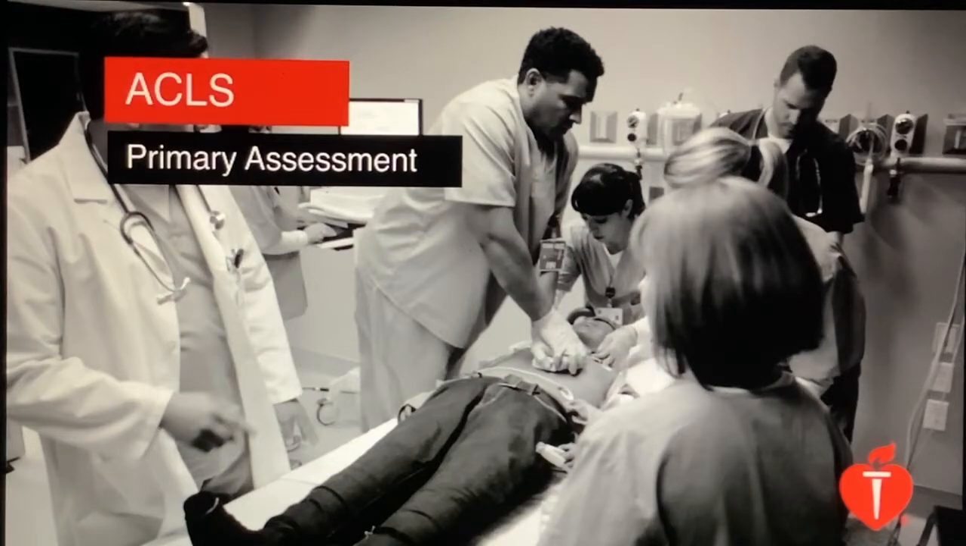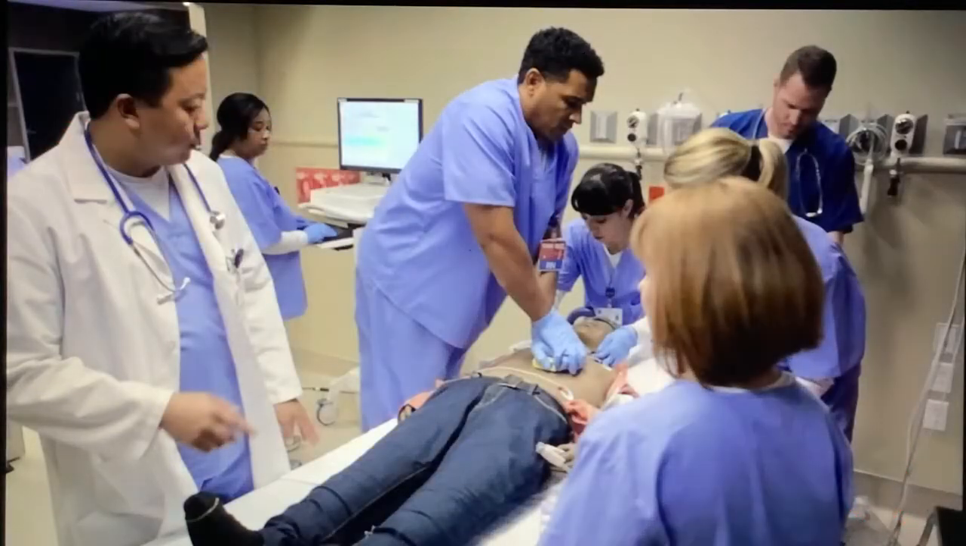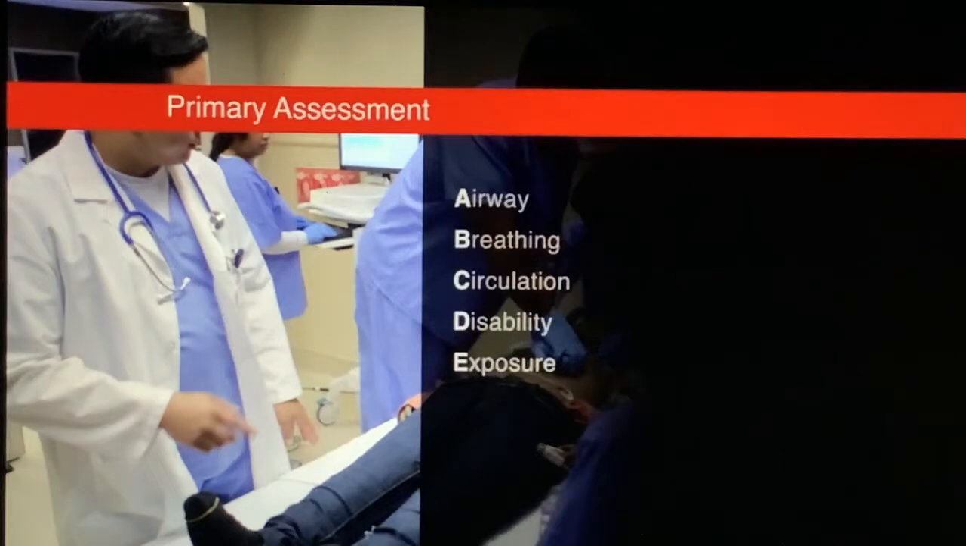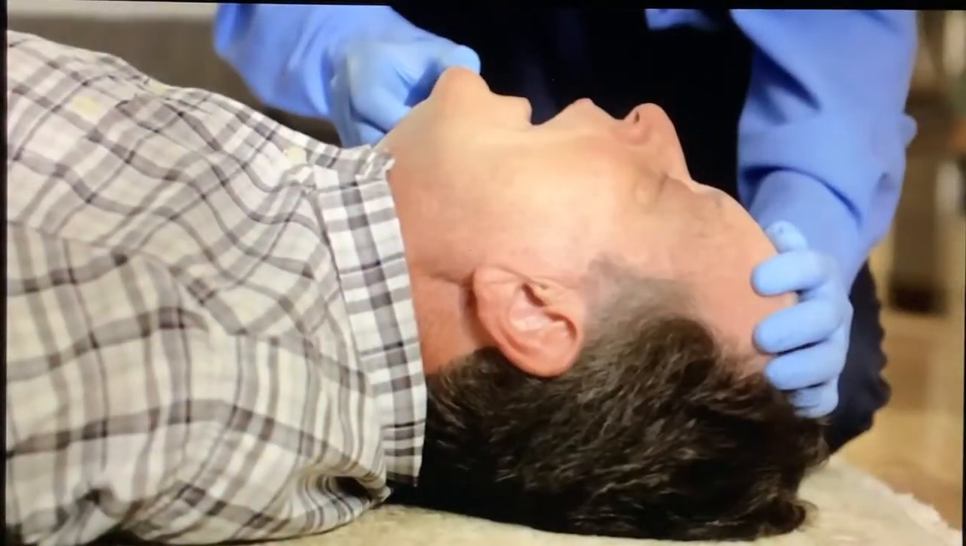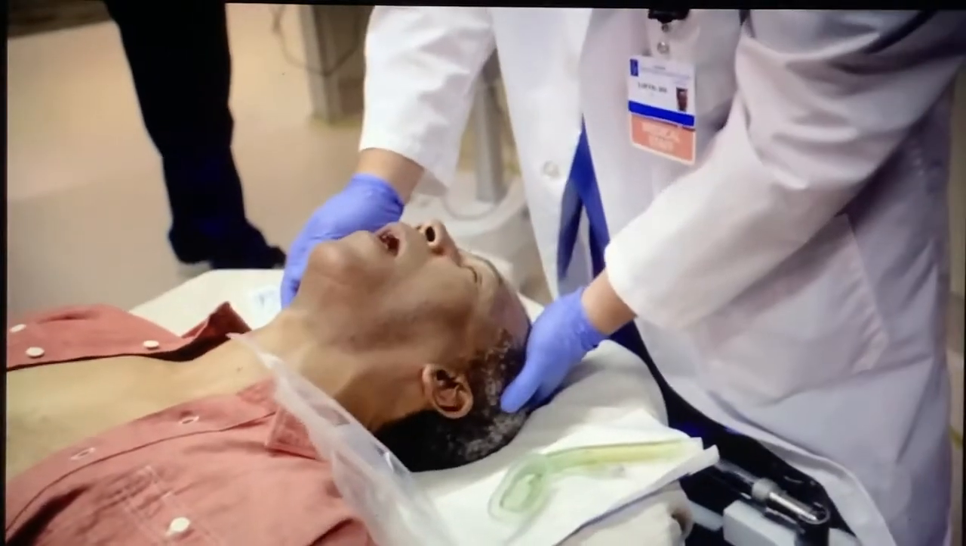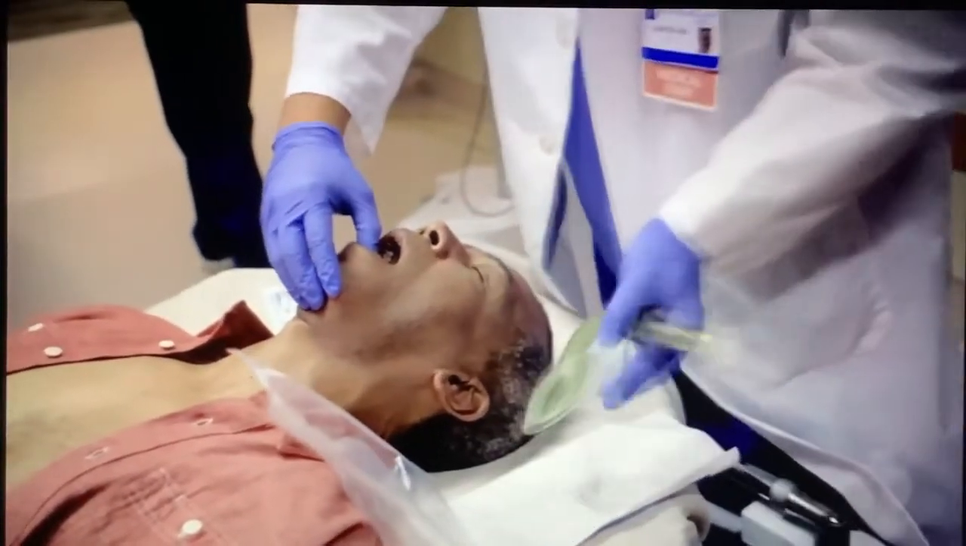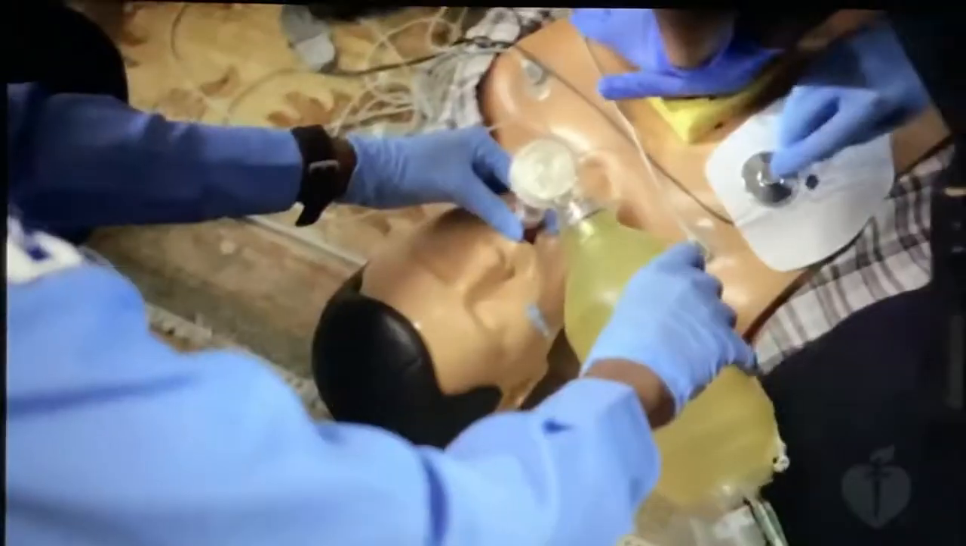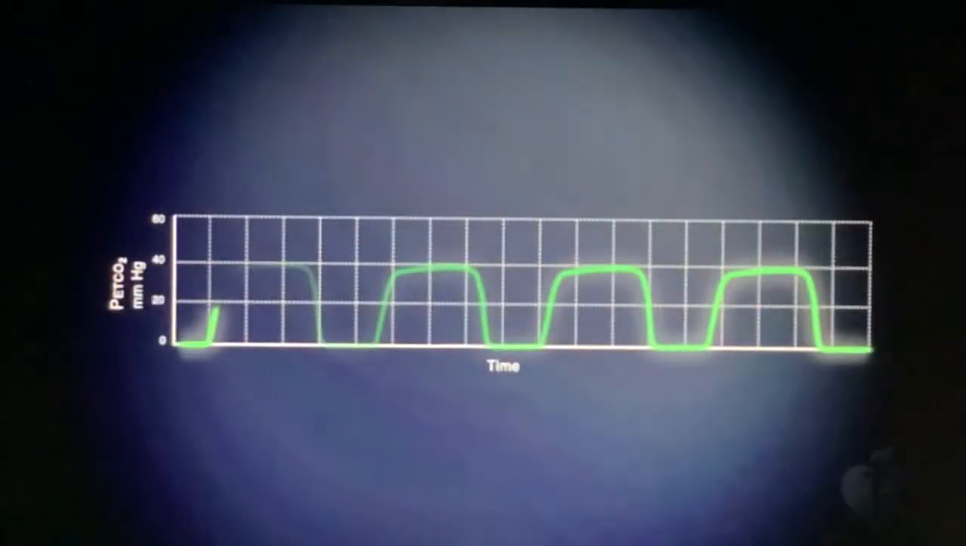You can easily remember the steps of the primary assessment by thinking A, B, C, D, E. Keep in mind that, although these steps are listed in progressive order, the resuscitation team often performs them simultaneously. A stands for airway. For unconscious patients, healthcare providers should maintain a patent airway and consider inserting an advanced airway device. Regardless of the device chosen, the resuscitation team must ensure proper placement and use waveform capnography to monitor effectiveness.